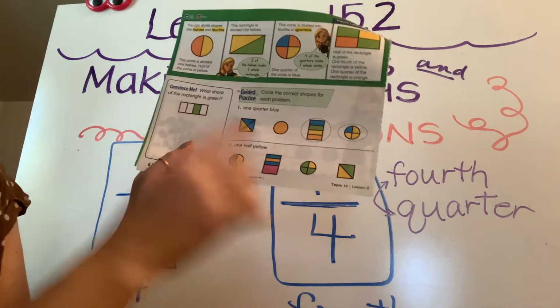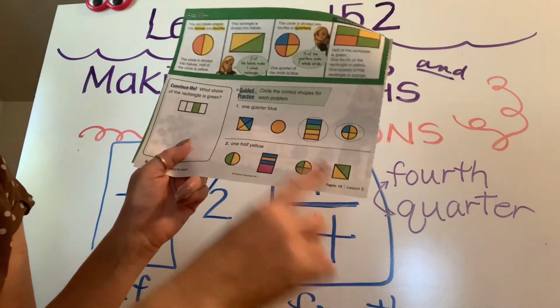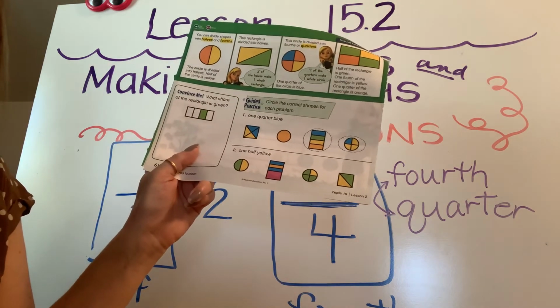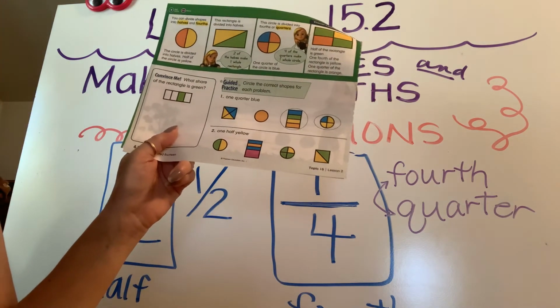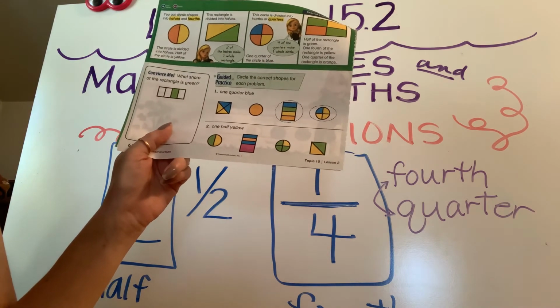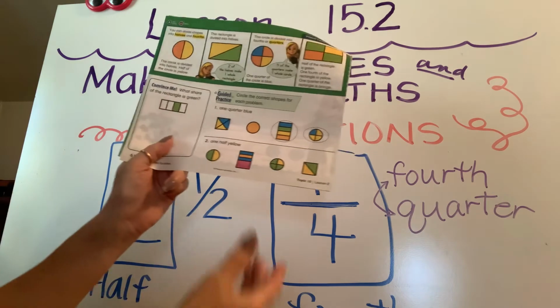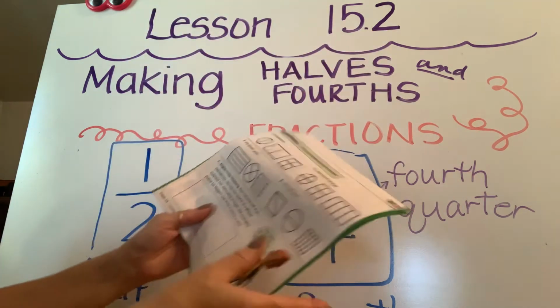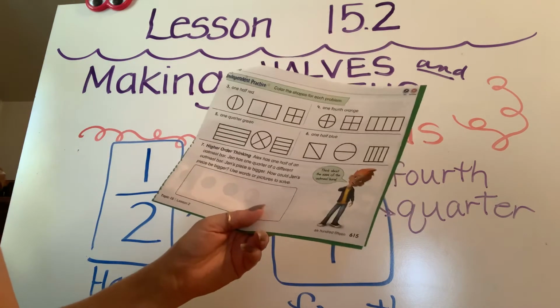No, that one is a quarter yellow. What about the square? Does that show a half? Does it show a quarter? Good job, Luke. Thank you. It shows half of it is yellow. Good job. All right, now the next page.